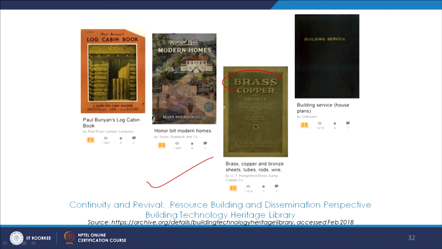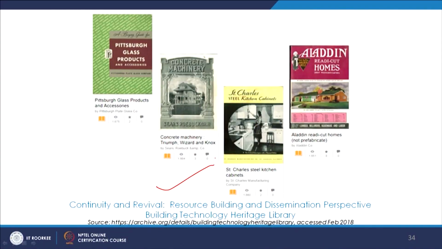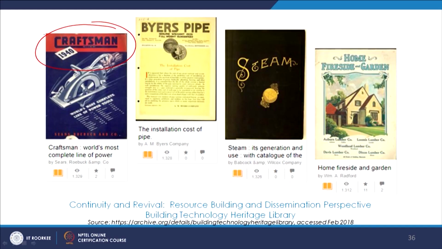Some more details, again the material culture, more details, modern homes, furniture, some standards for the roof. So all these details are there. Some more we see over here. Again some interesting ones, building materials, low prices, easy payments. We see some more details about plumbing. So again this entire repository is a very significant source, and I have mentioned the source in the references also and here as well, and you could have a look. There are very interesting books, and we are talking about the crafts and the craftsmen, and they have some books on craftsmanship as well.